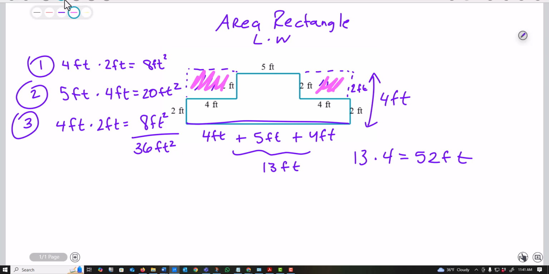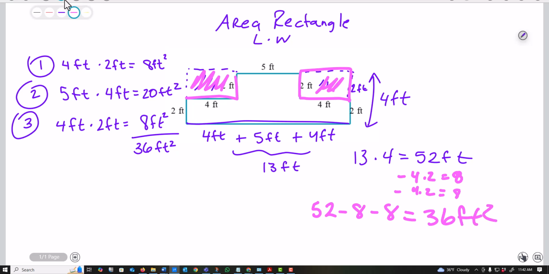Well, notice both of these rectangles, which we kind of did over here, are going to be 4 by 2. So what we're subtracting out would be 4 by 2, which is 8 feet. This one would be 4 by 2, which would be 8 feet. So if I take 52 minus 8, or 52 minus 16, guess what you get? You get the same answer.